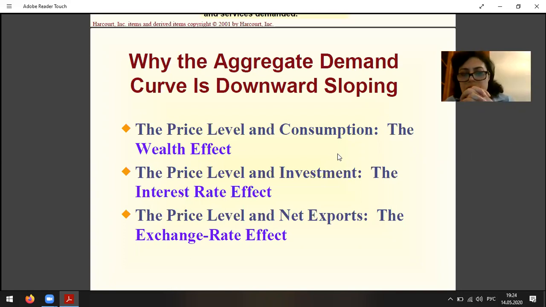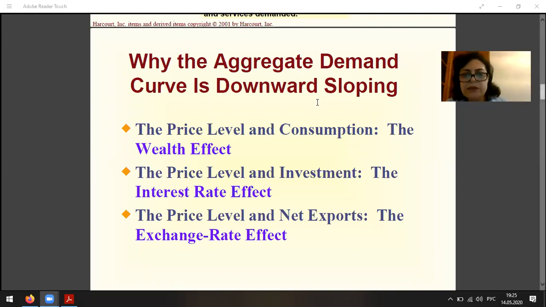The other effect is the so-called interest rate effect, and the wealth effect basically controls the price level and consumption in the country. The interest rate effect is closer to the price level and investment. And the third effect, known as the exchange rate effect, implies the interaction of the price level in the country and the amount of net export of the country. Look, there are three important effects that may direct the behavior of aggregate demand.